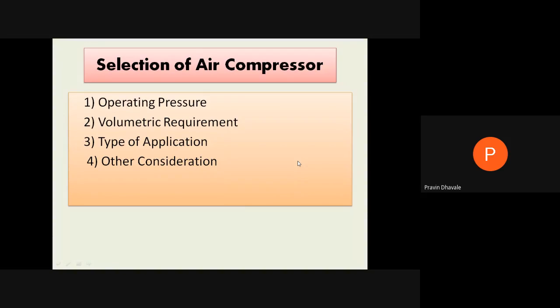So the last point we have discussed related to the compressor is the selection of an air compressor. We see operating pressure. If the operating pressure is nearer to 5 bar, at that time we go for rotary, and more than 5 we go for reciprocating. Sorry, you go for a rotary and reciprocating, right? Reciprocating type air compressor, like cylinder and piston.